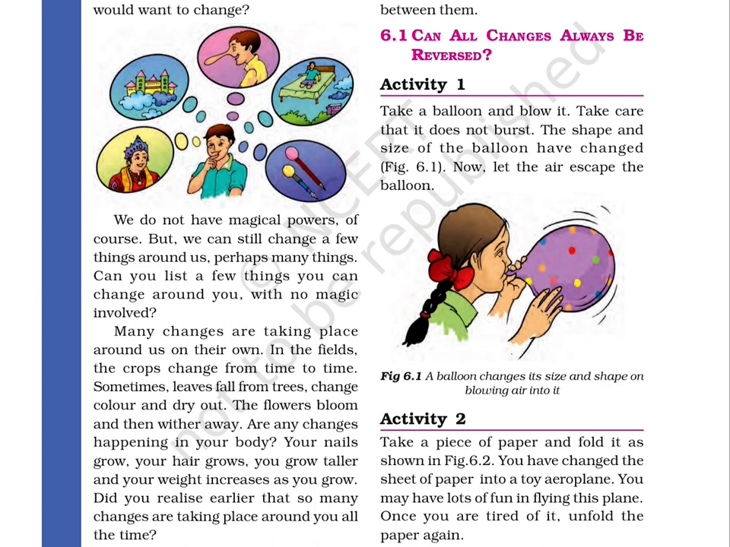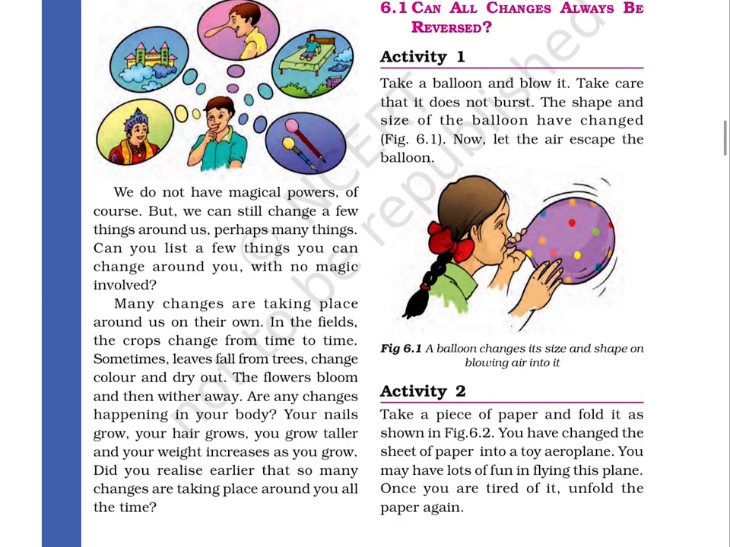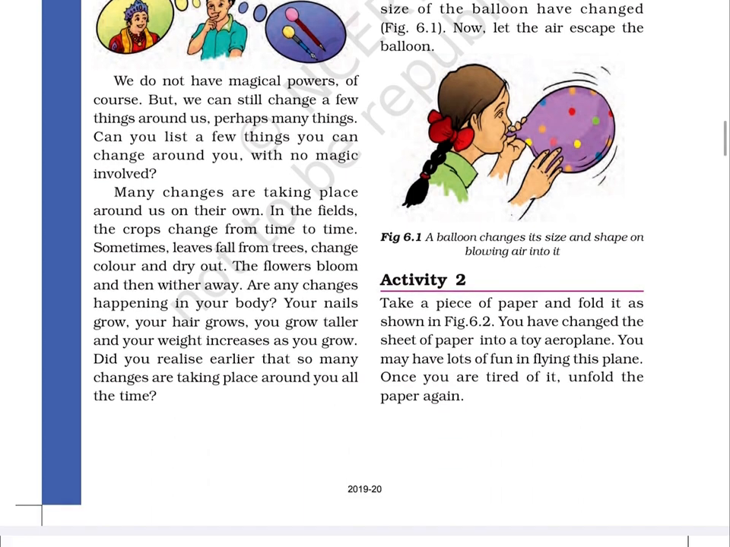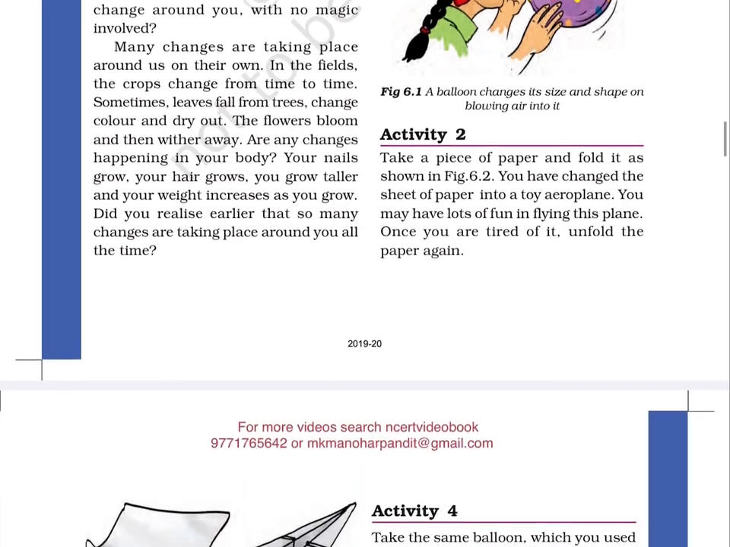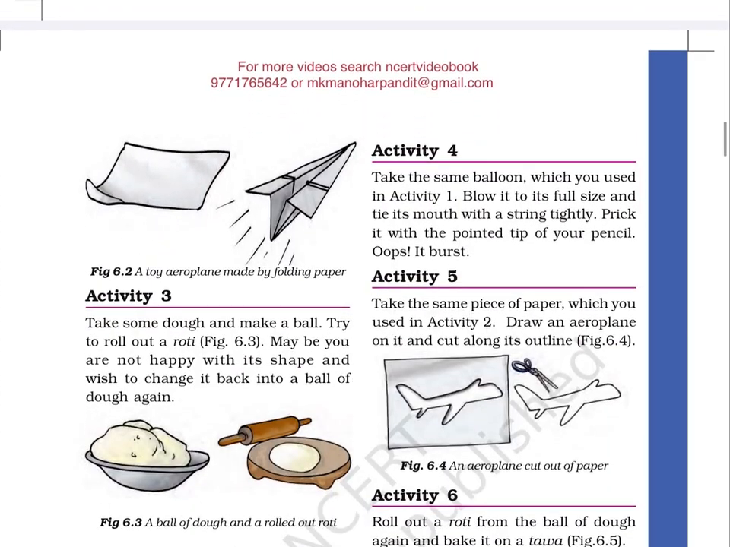Activity 2. Take a piece of paper and fold it as shown in figure 6.2. You have changed the sheet of paper into a toy aeroplane. You may have lots of fun in flying this plane. Once you are tired of it, unfold the paper again. Page 47. Figure 6.2. A toy aeroplane made by folding paper.